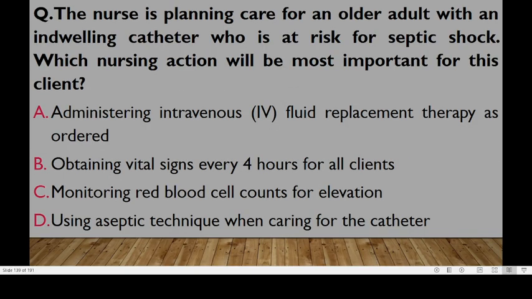The nurse is planning care for an older adult with an indwelling catheter who is at risk for septic shock. Which nursing action will be most important for this client?